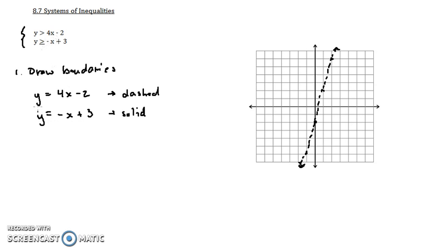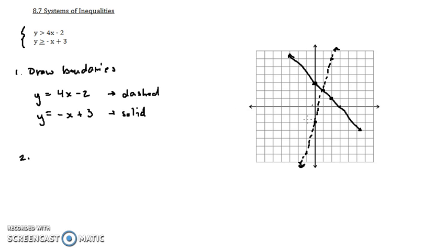This other one is going to go in as a solid line because it's included. So we're going to start at positive 3, and our slope is negative 1, so we're going to go down 1, right 1, down 1, right 1, down 1, right 1. You can do that as many times as you want till you can see that line. And that one is going in as a solid line. All right, so we've got our two boundaries.